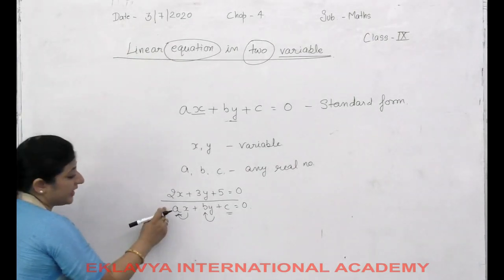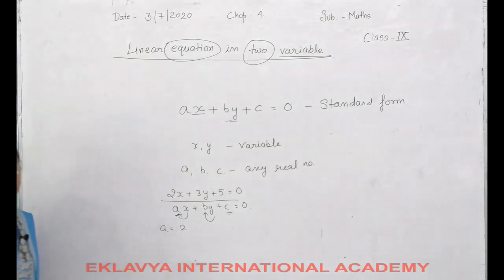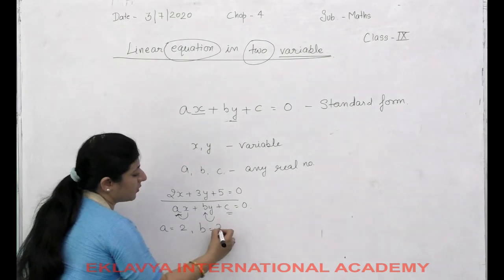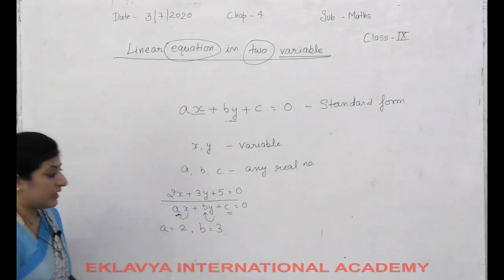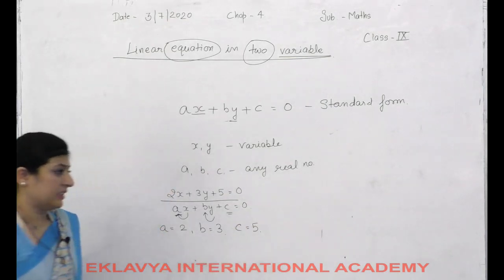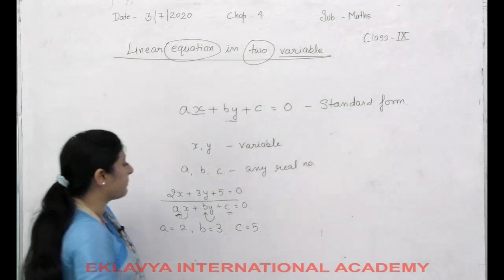To compare it, find out the value of a. What is the value of a? A is equal to 2. What is the value of b? B is equal to 3. C value, c is equal to 5. It is a very easy example. Now we take another example.